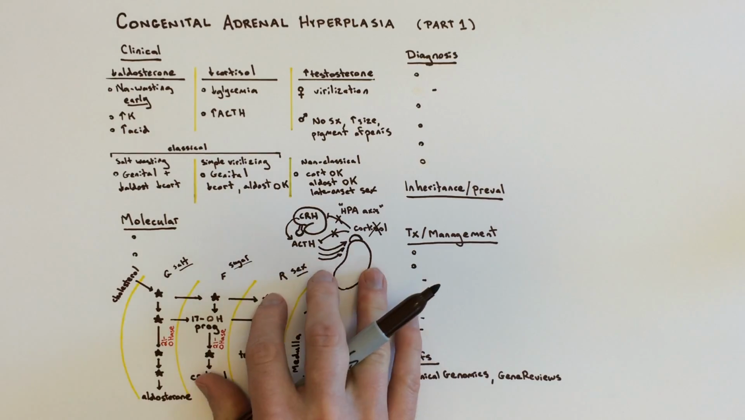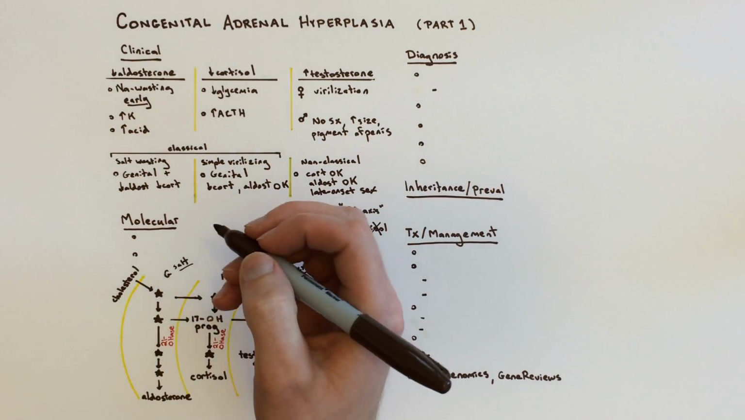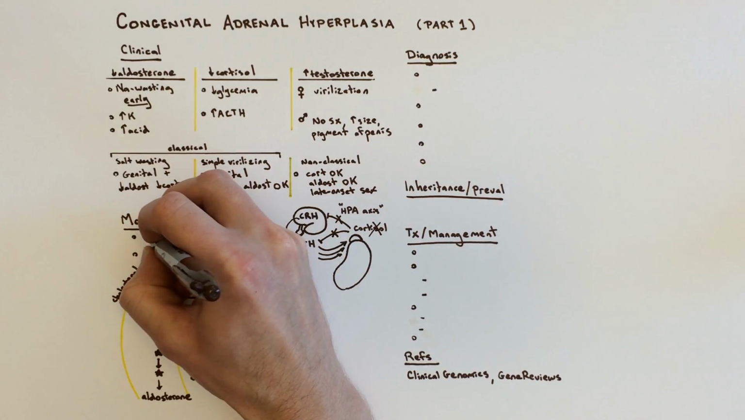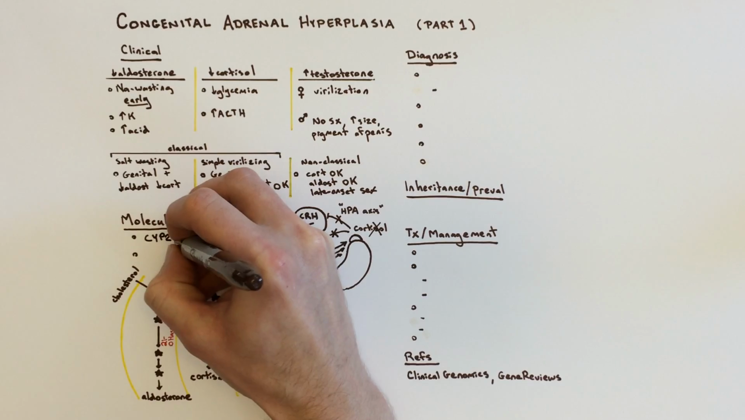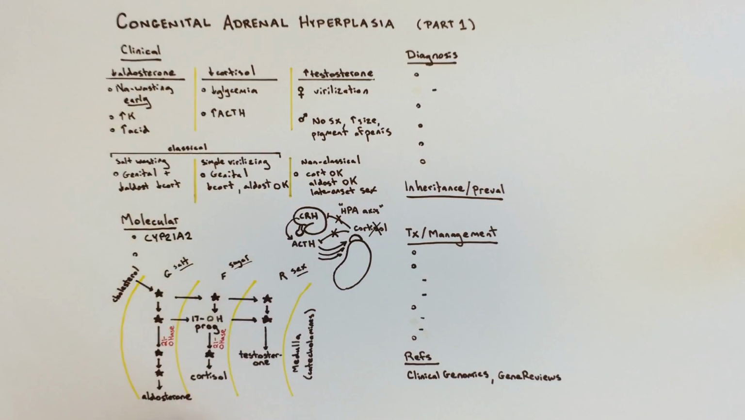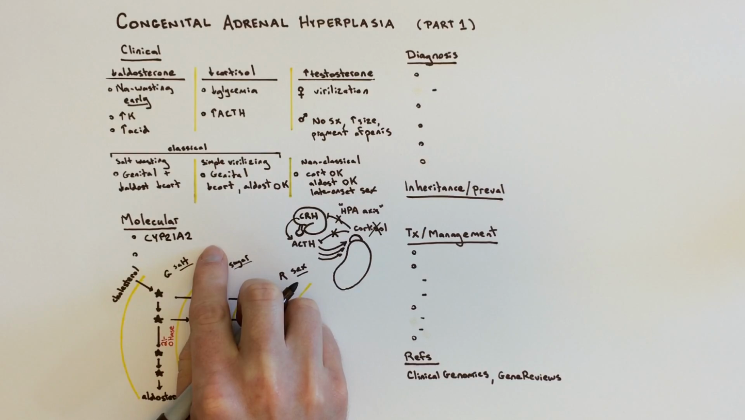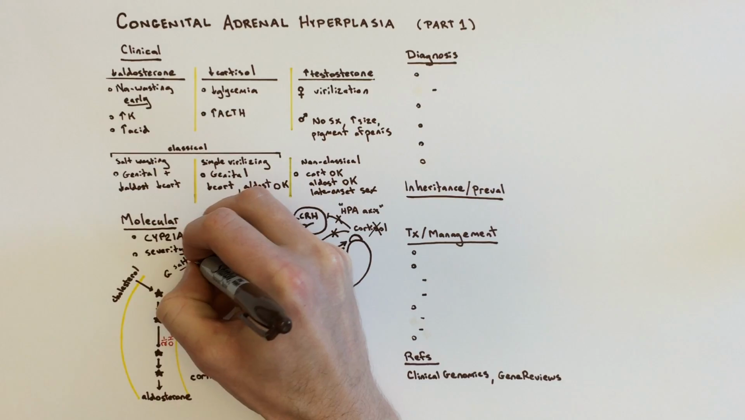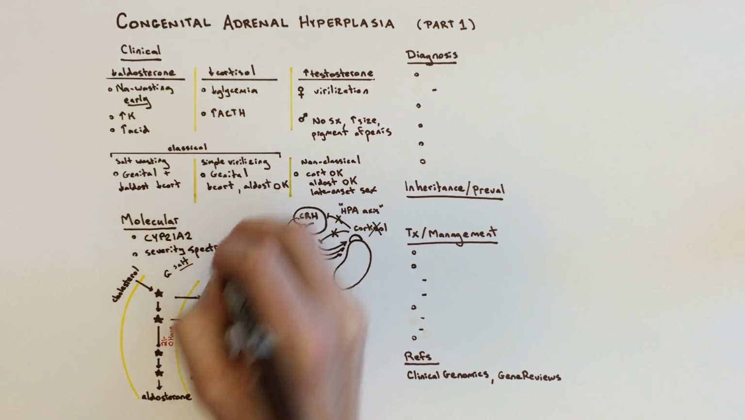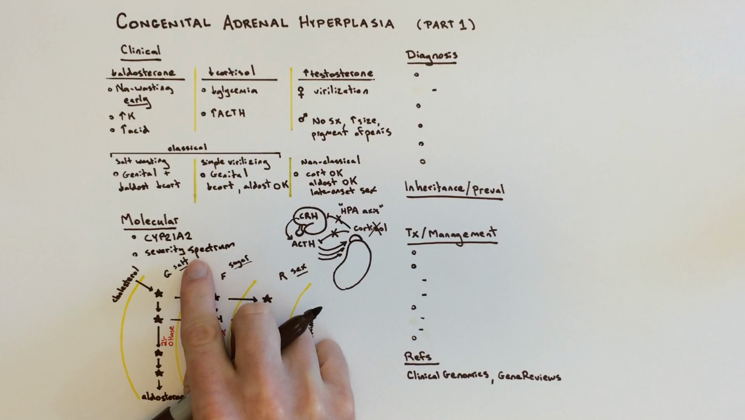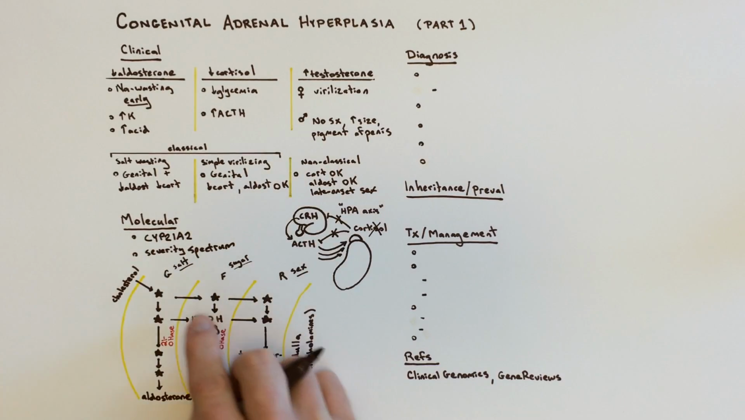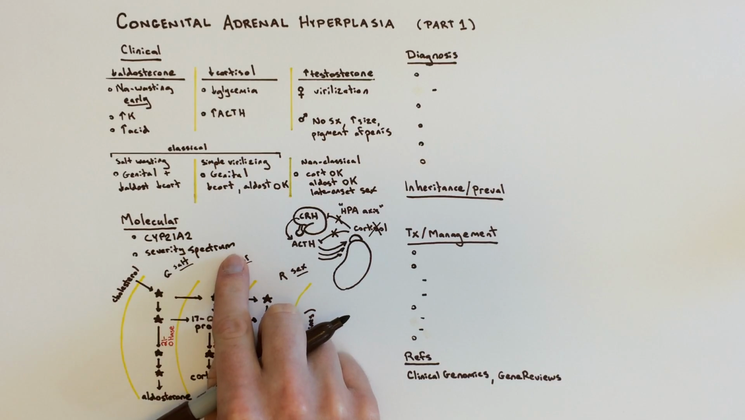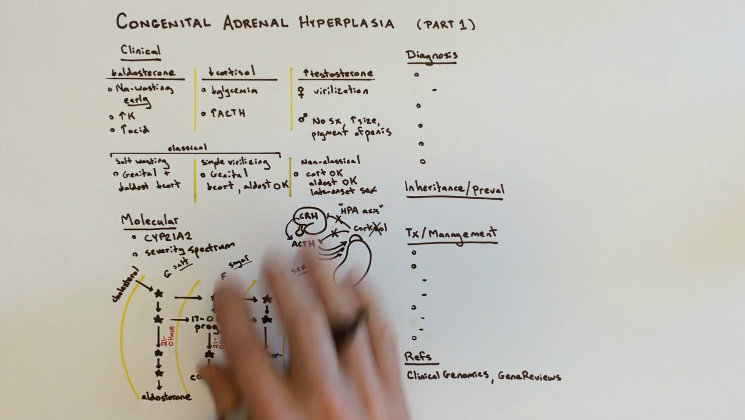Molecularly, we've already gone through most of it. Two additional things I want to mention. Number one is that the gene for 21-hydroxylase deficiency is something called CYP21A2. And mutations in this, if they're severe, we can get salt wasting. If they're really not severe, we can get non-classical. And if they're somewhere in between, we can get simple virilizing CAH. So there's a severity spectrum of mutations in CYP21A2.